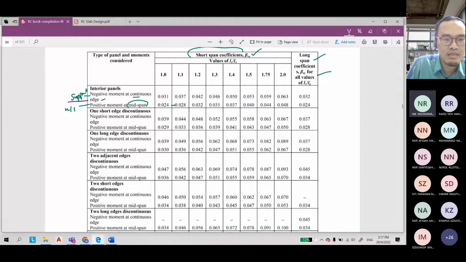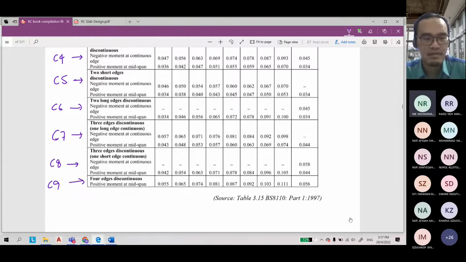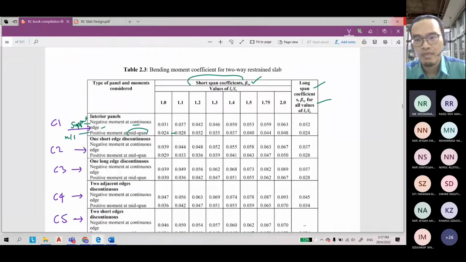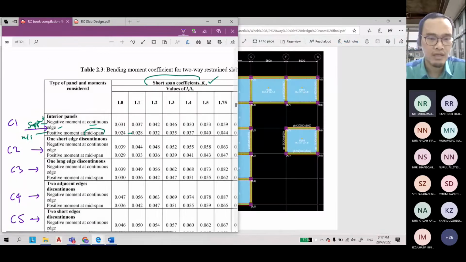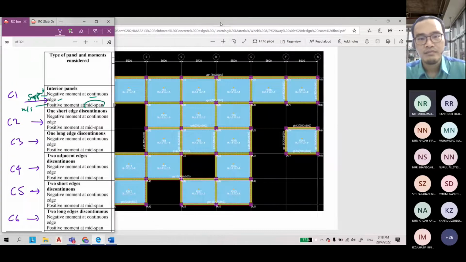I just give you a simple briefing. Let's say this is case number one, interior panel, case number two, case number three, case number four. We will take a closer look later. Case number five, case number six, case number seven, case number eight, and case number nine. We have a total of 9 cases. You have to refer to this table. Be careful. Let's take a look one by one. I will show you how to read this data later during our exercise. Let me do it like this.